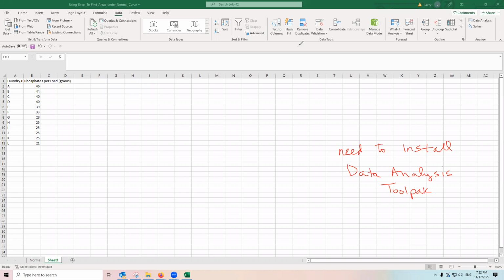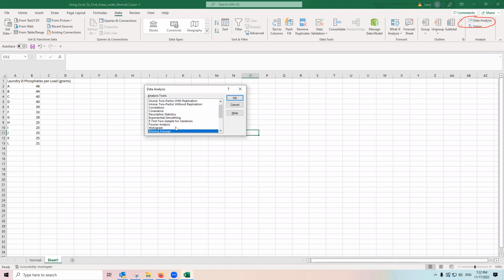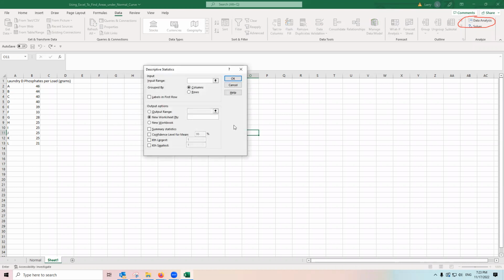Once you do that, you're going to have this data analysis tab available up here. So I'm going to click on that. And when I click on that, it opens up this menu of different analysis that we can do. So there's things like histograms, regression analysis. Some of this we're going to be using a little later in the course. But for right now, I want to come here where it says descriptive statistics. And I'm going to say okay. And the first thing I have to do is tell Excel where my data is. Here it says input range.